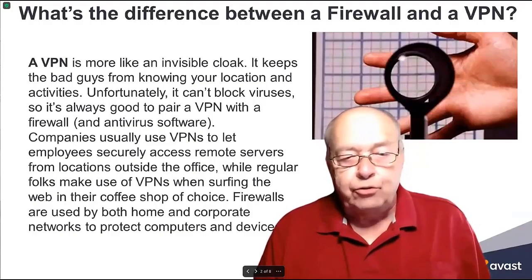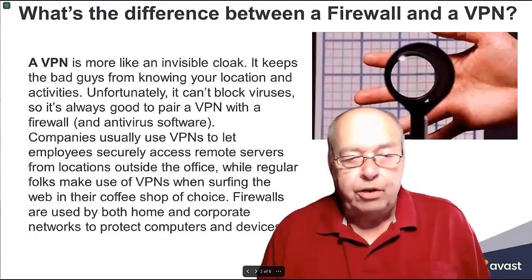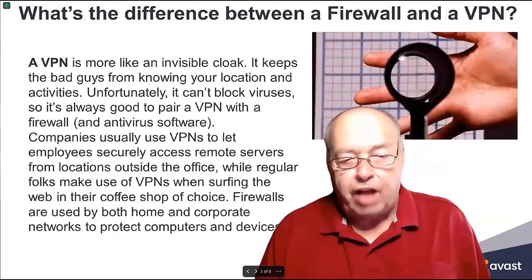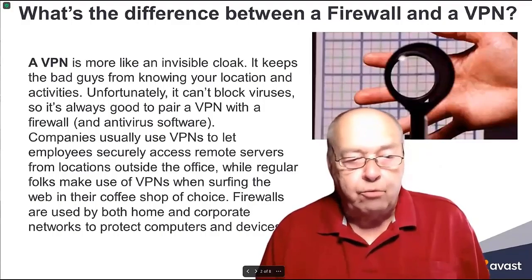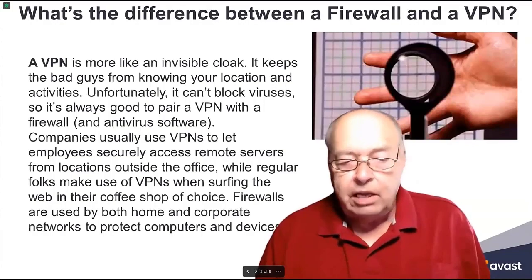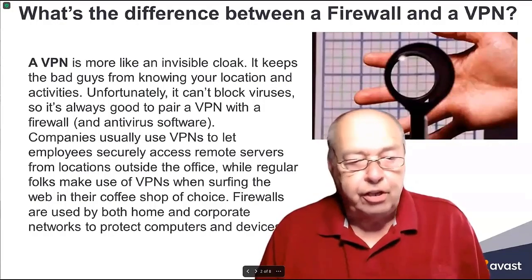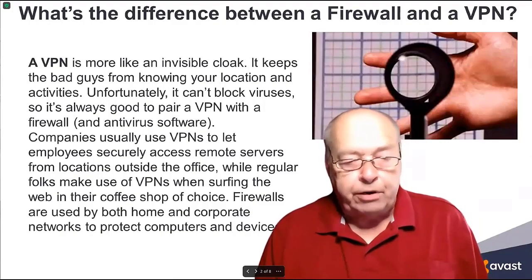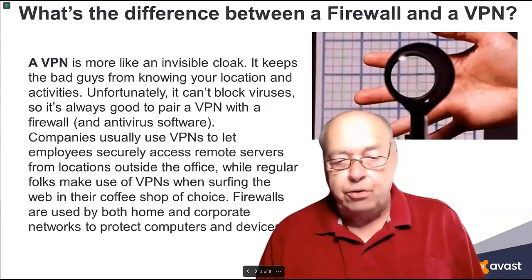Companies usually use VPNs to let employees securely access remote servers from locations outside the office, while regular folks make use of VPNs when surfing the web in their coffee shop of choice. Firewalls are used by both home and corporate networks to protect computers and devices.